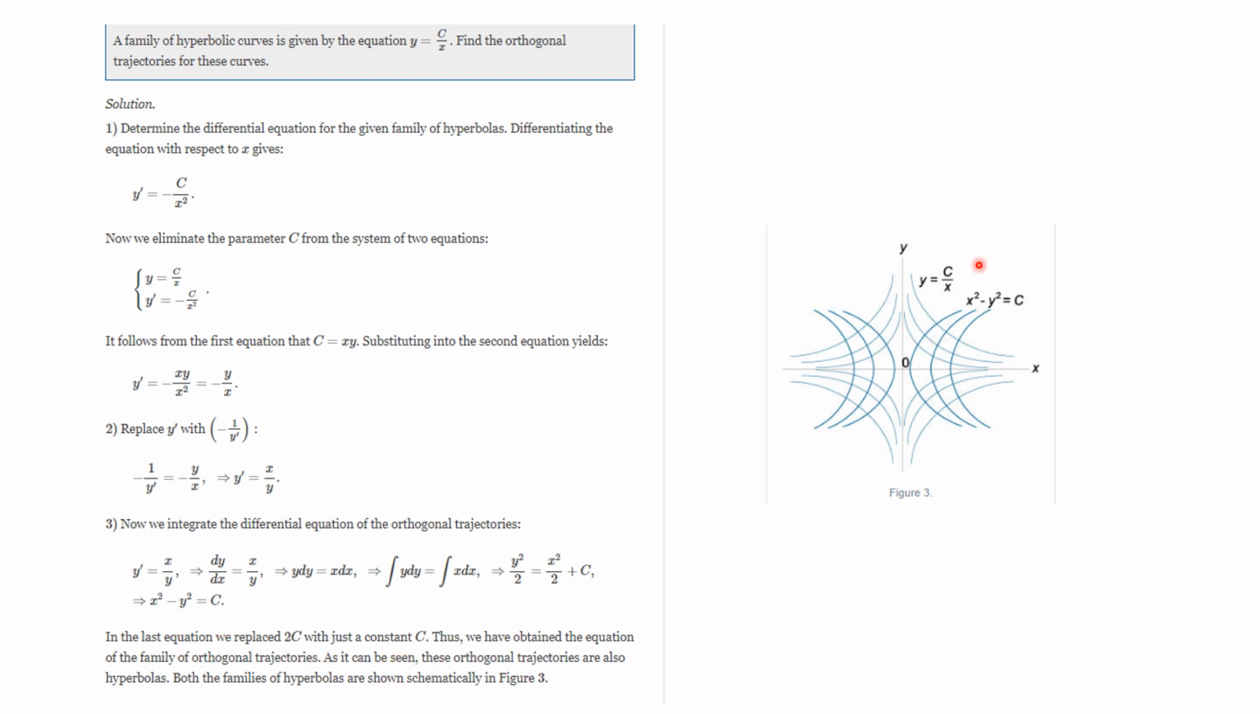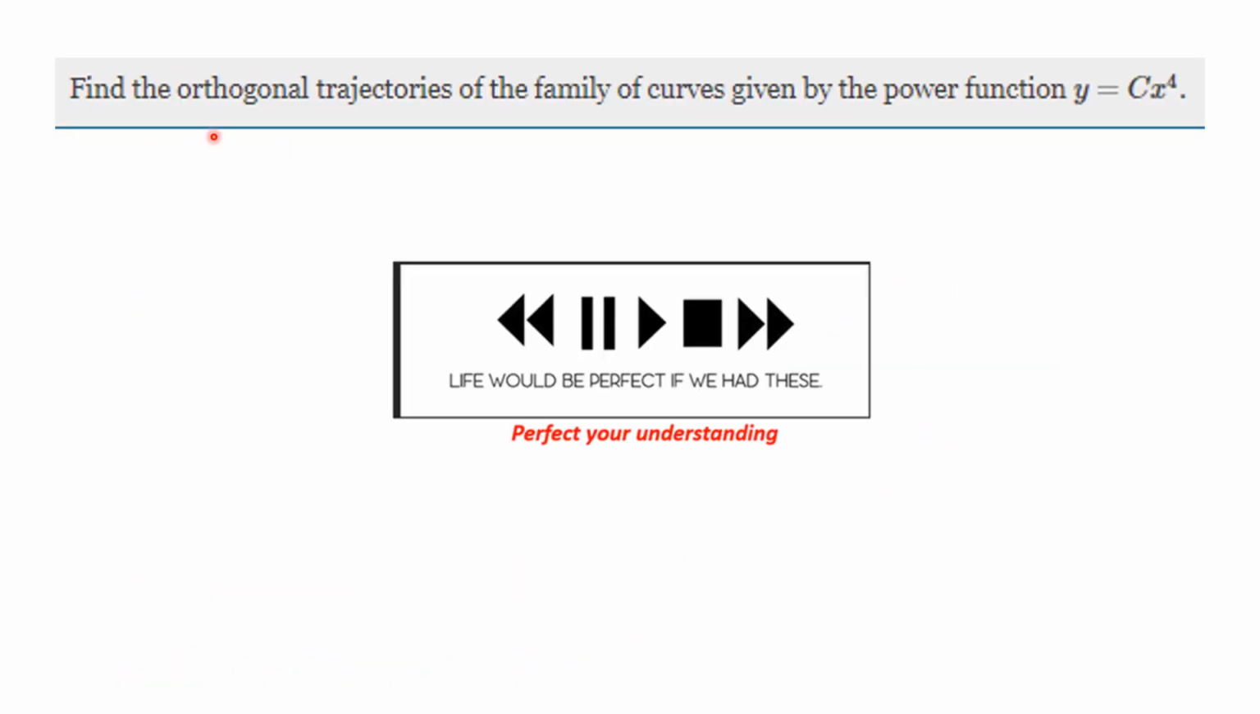So these hyperbolas that are not crossing the coordinate axes are shown there. The ones that cross the x-axis are shown there, and they are perpendicular because we found that they were. Now the next example, what we want to do is find the orthogonal trajectories of the family of curves given by the power function. You know what to do, and I will see you in the next one.